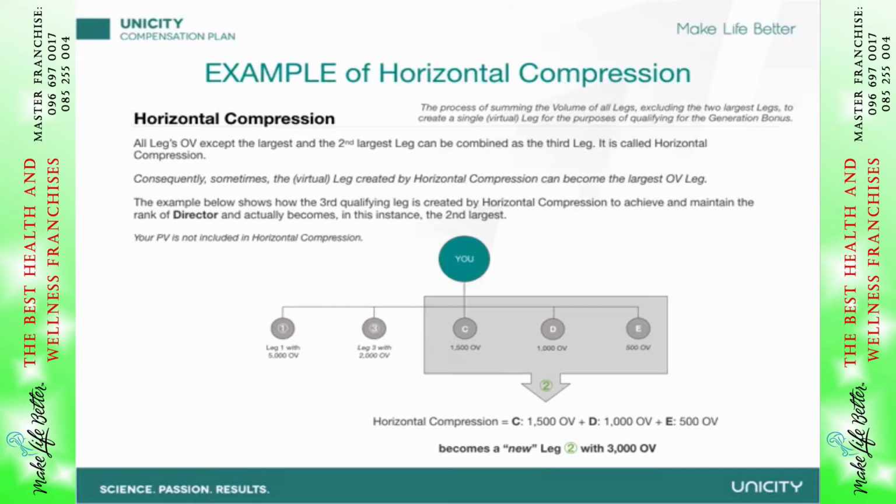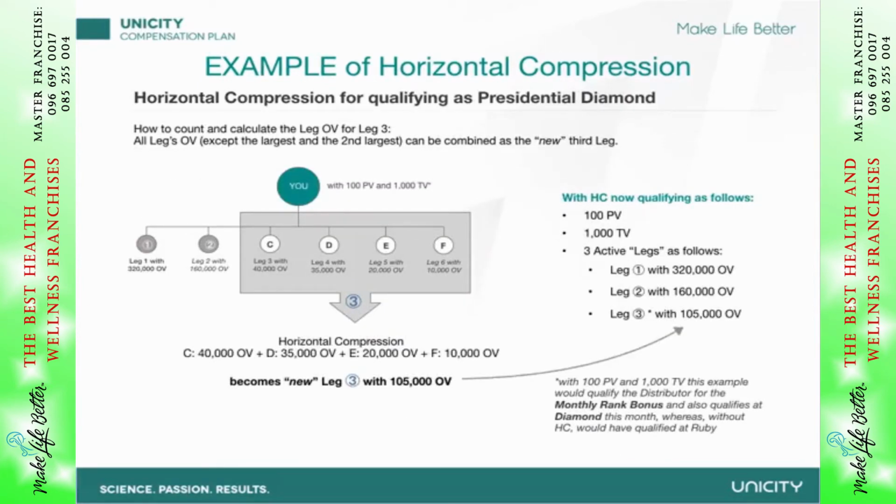And now an example at a higher level. This person, simply put, would have qualified naturally at Ruby, but with this, will qualify at Diamond. Legs C, D, E, and F, with their 40, 35, 20, and 10,000, sum to 105. Instead of a leg 1 of 320, a leg 2 of 160, and without horizontal compression, a leg 3 of 40, and then some other stuff that I don't really care about, and becoming a Ruby, I'm now able to use D, E, and F to add to C to create a new leg 3 virtually for this month for commissions to get me to Diamond.